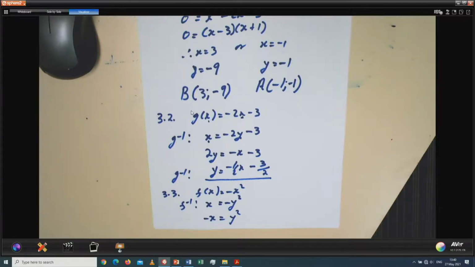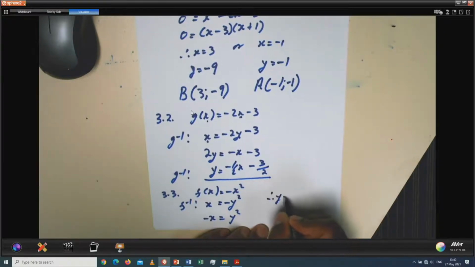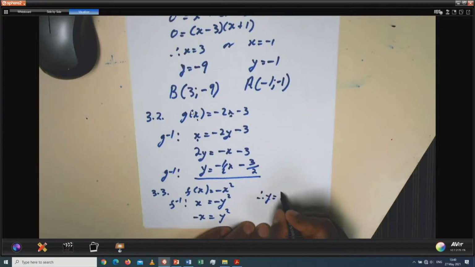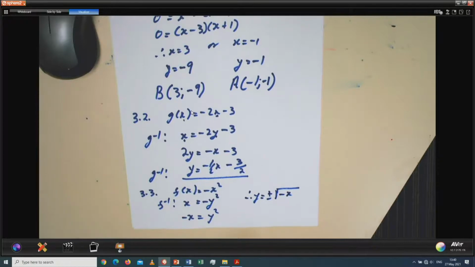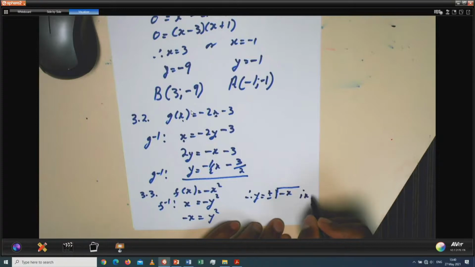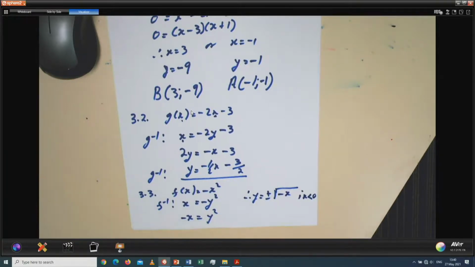Now, how do you eliminate a square here? You introduce a square root. Therefore, y will be equal to plus or minus the square root of negative x. And for this to exist, x must be less than 0. That is a given restriction. Because if x is positive here, we'll have a square root of a negative number, which is undefined. So it's just a restriction. This is the equation of the inverse of f, 3.3.